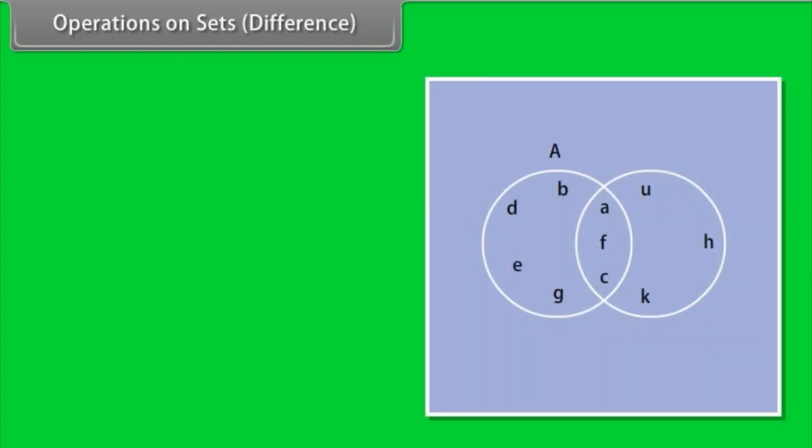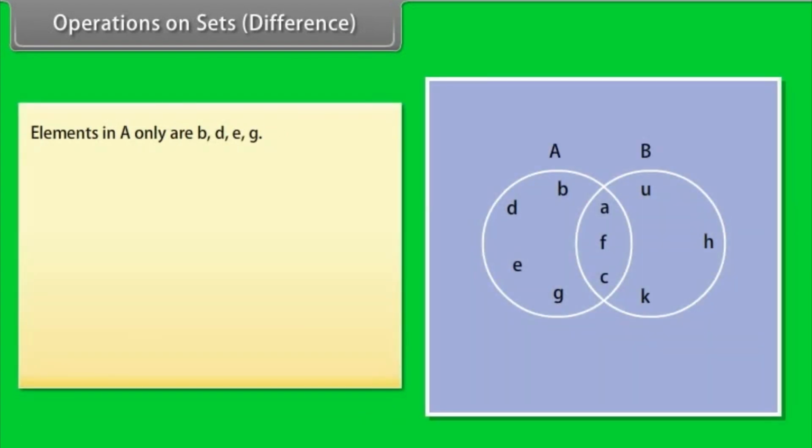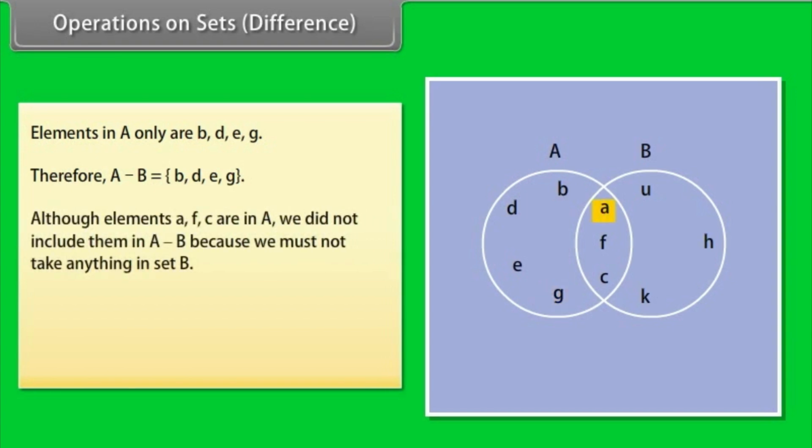Take a close look at this figure. Elements in A only are B, D, E, G. Therefore, A minus B is equal to {B, D, E, G}. Notice that although elements A, F, C are in A, we did not include them in A minus B because we must not take anything in set B.